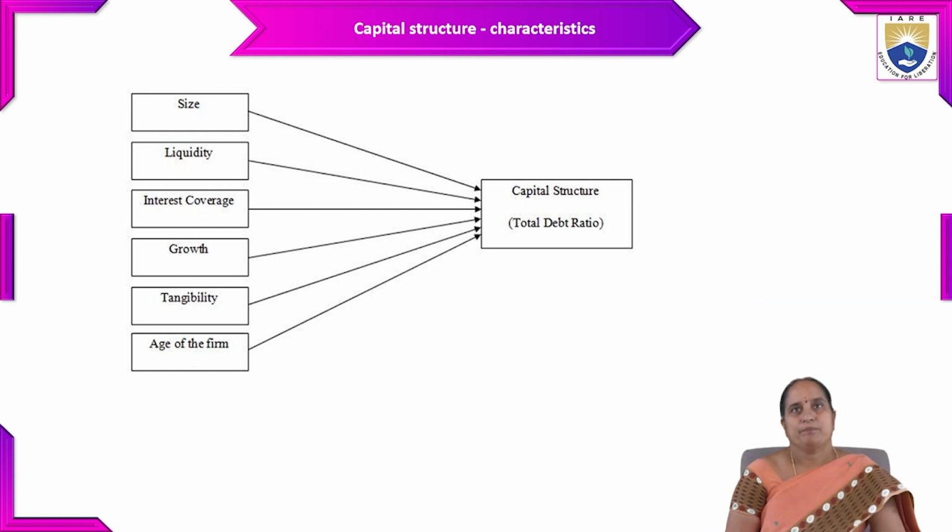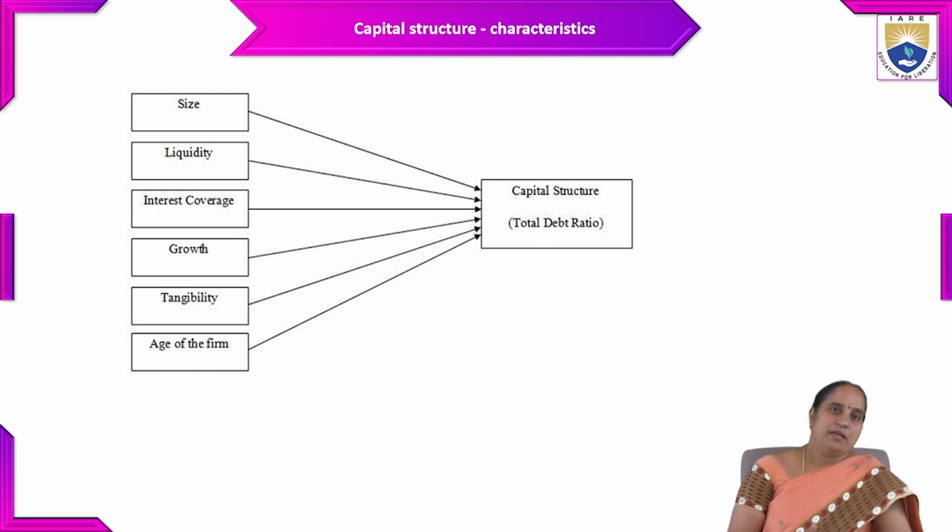Then growth. Based on the size of the firm, if it is large scale, there is a lot of scope for further growth. And tangibility. Tangibility means everything is maintained in a clear form so that there is full transparency and disclosure, which you can see in organizations with reference to their capital structure. And the age of the firm will also influence the capital structure.